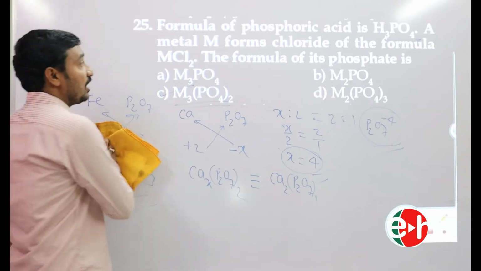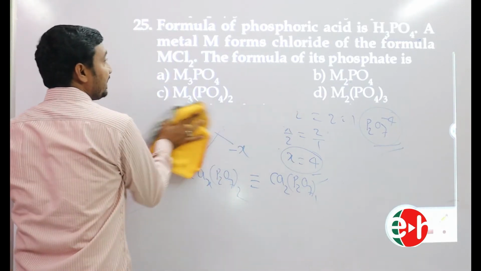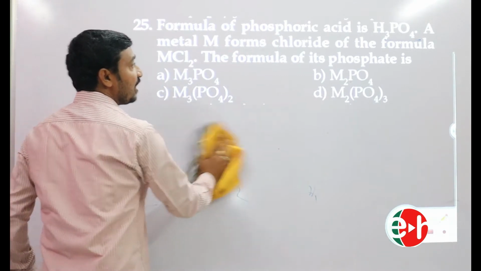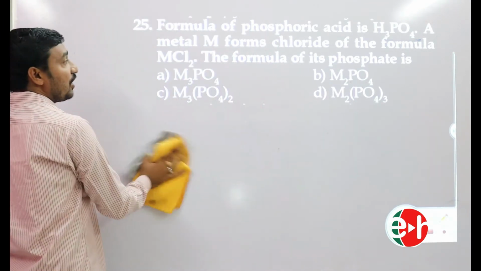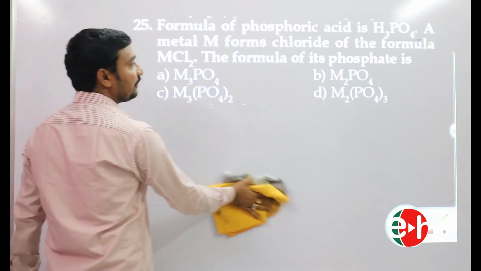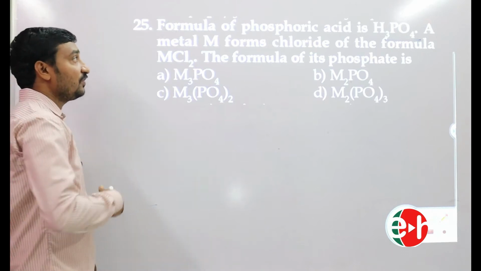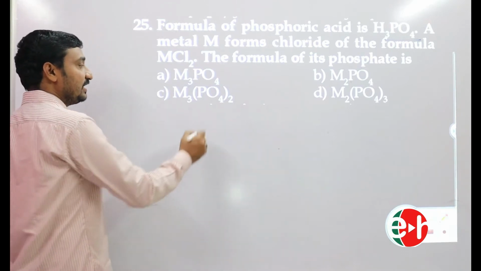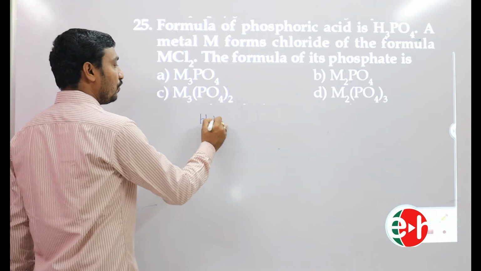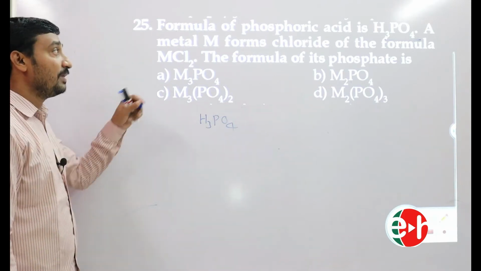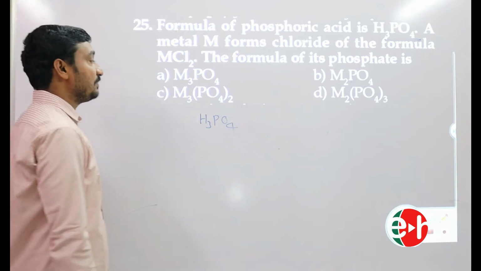The formula of phosphoric acid is H3PO4. A metal M forms a chloride of the formula MCl2. The formula of its phosphate is? Formula of phosphoric acid, H3PO4. The metal forms chloride MCl2.